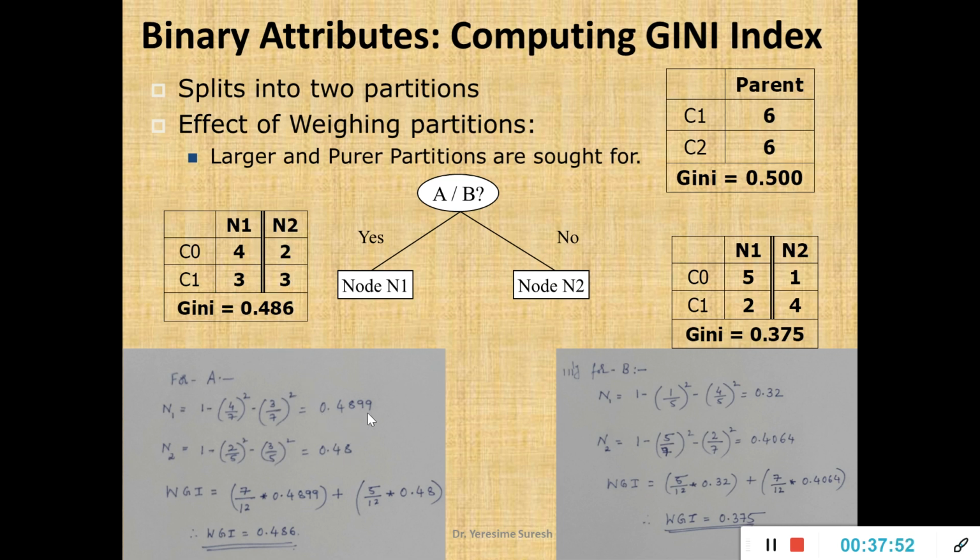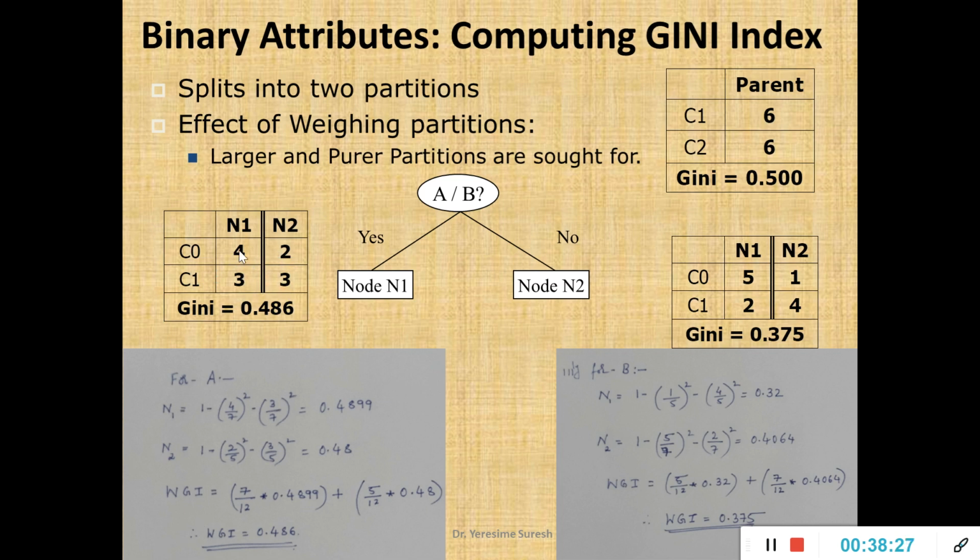So these values, 0.4899 and 0.48, are the individual Gini index values for node 1 and node 2 with respect to class 0 and class 1. My objective is to find the weighted Gini index. How to find the weighted Gini index? Now the total number of instances for node 1 is 7, for node 2 it is 5. For the entire split, the total number is 4 plus 2 plus 3 plus 3. That means 4 plus 2 is 6, 6 plus 3 is 9, 9 plus 3 is 12.